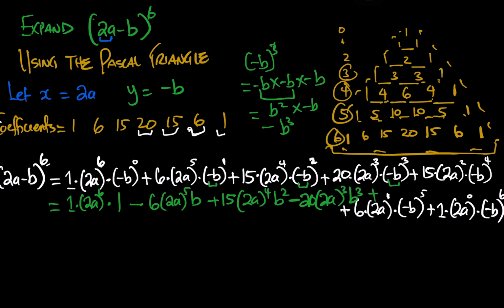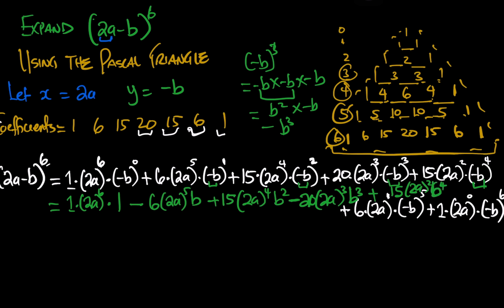Plus, this negative b to the power of 4 is going to be b to the 4, because we are multiplying it 4 times. So the first two negative numbers will be positive, and the other two are also positive. It's still positive. So we're going to have plus 15 times (2a) to the power 2, and then we have b to the power of 4, like this.